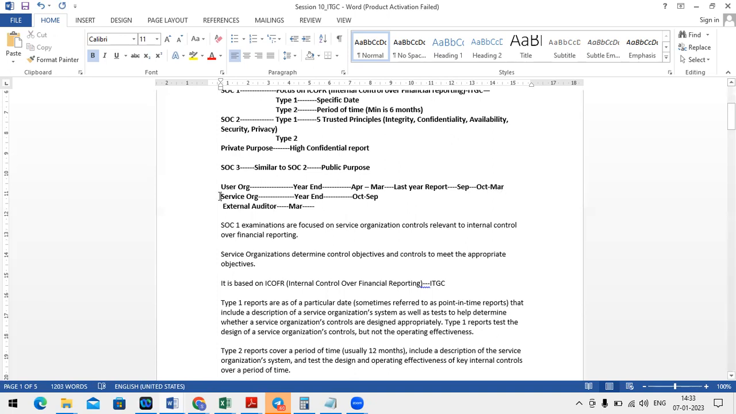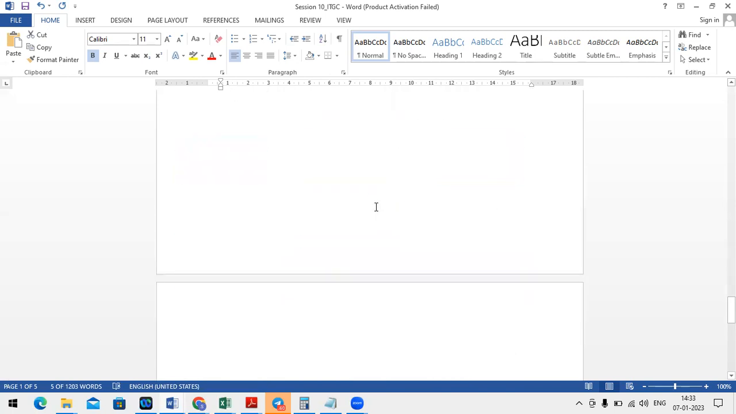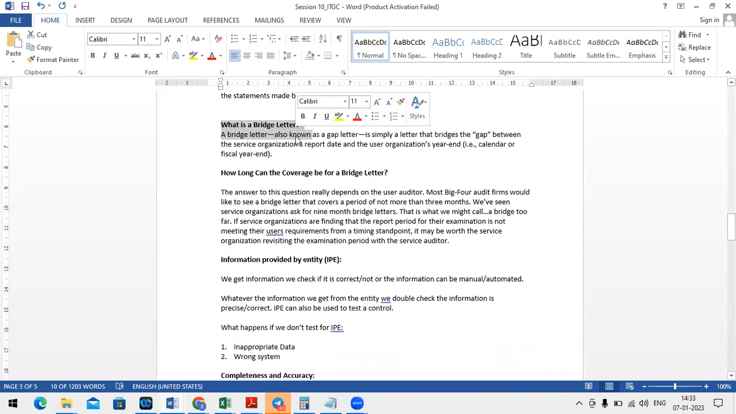So what the service organization will do is give me a bridge letter. It is called a bridge letter. A bridge letter is nothing but whatever gap there is in the number of months between the user organization company and the service organization company. In order to fill the gap, the service organization company will give a bridge letter.